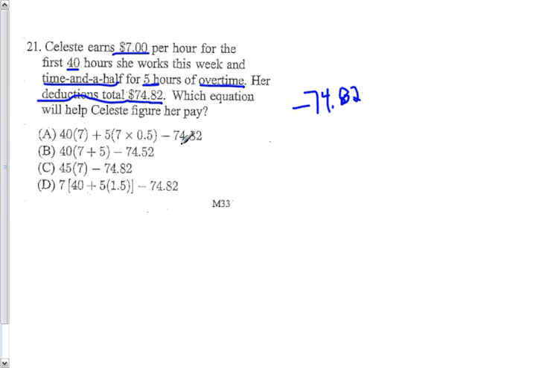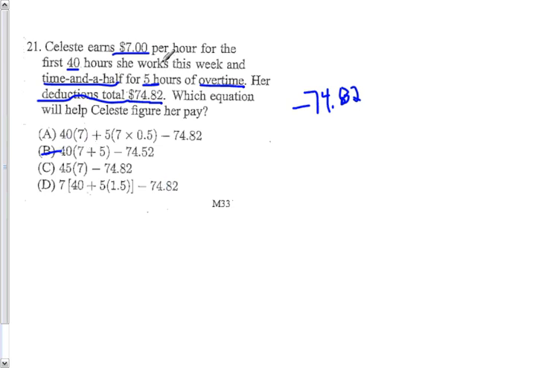So let's look at A. A has subtract 74.82. Okay, B has subtract 74.52, so that's not possible. And C has subtract 74.82. And D has subtract 74.82. Okay, so we've ruled out B, so we don't have to worry about it now.